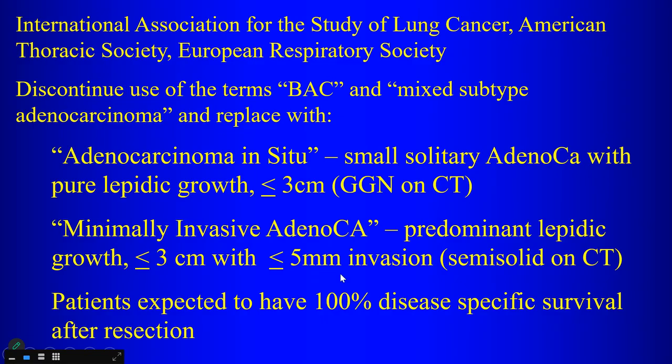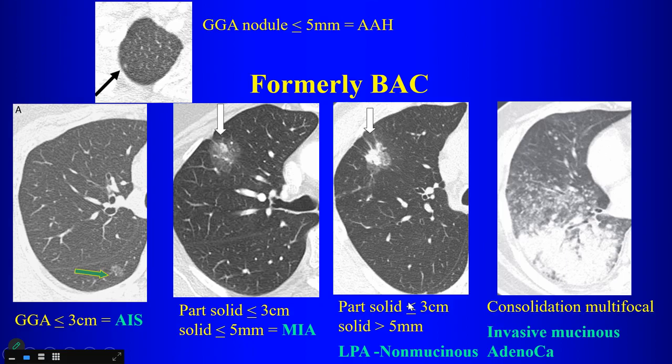That's what the pathologist will see. What do we see on CT? We see a semi-solid appearance on CT, so it may have a small solid appearance. So these tumors have a very good prognosis, 100% survival after resection. So what do some of these things look like?